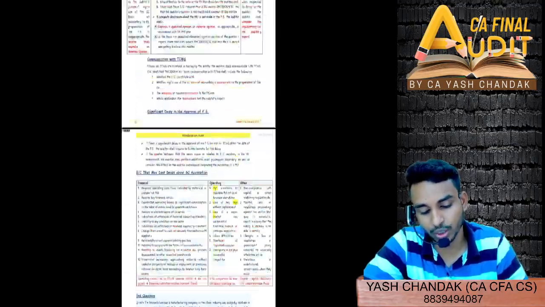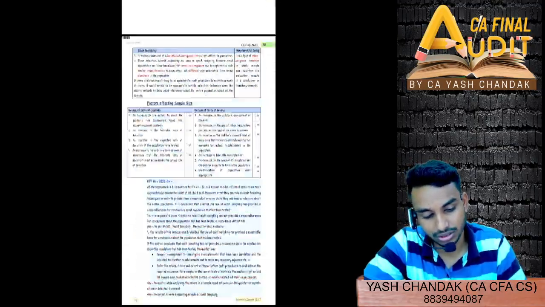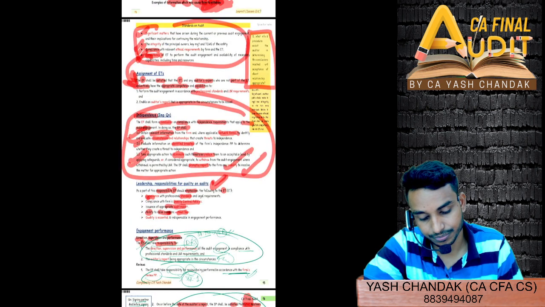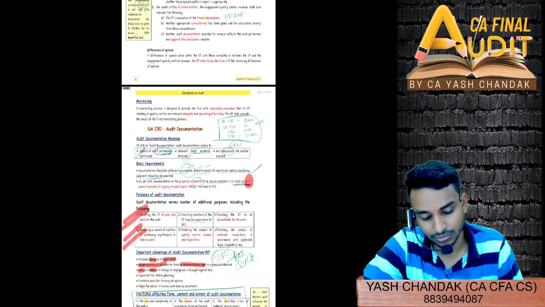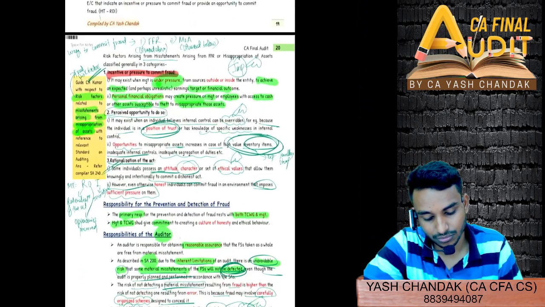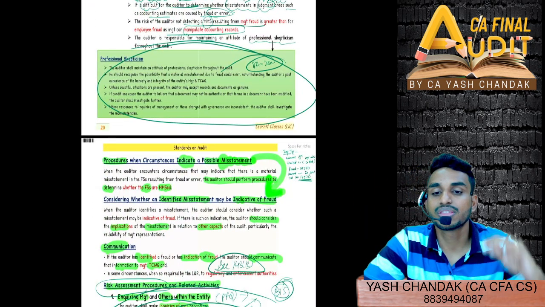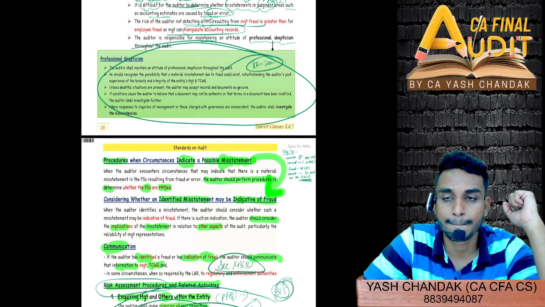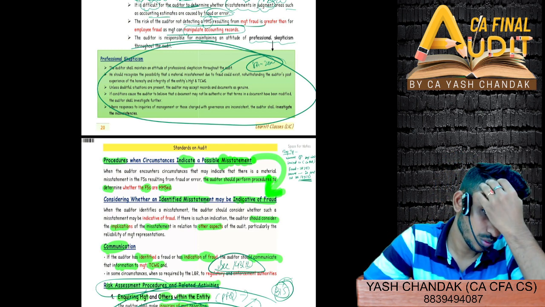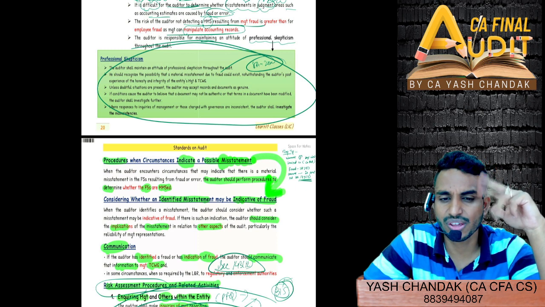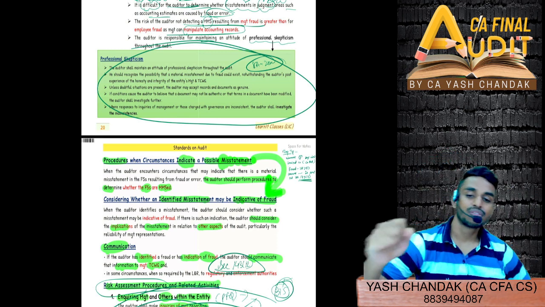So how's your revision going for SA 200, 300 and SQC 1? Yes, Nikita, tell me quickly, how can you commit fraudulent financial reporting? Different ways to commit fraudulent financial reporting in accordance with SA 240.